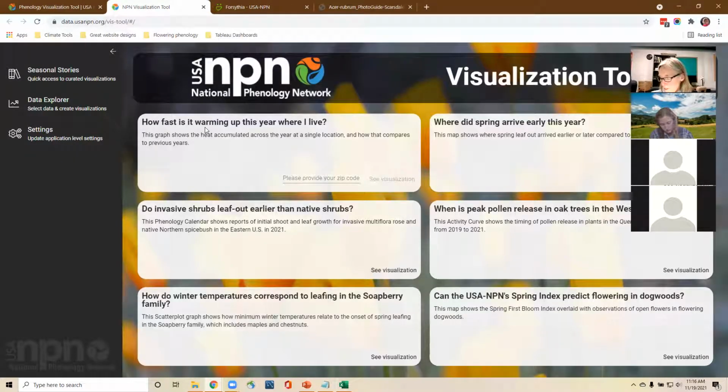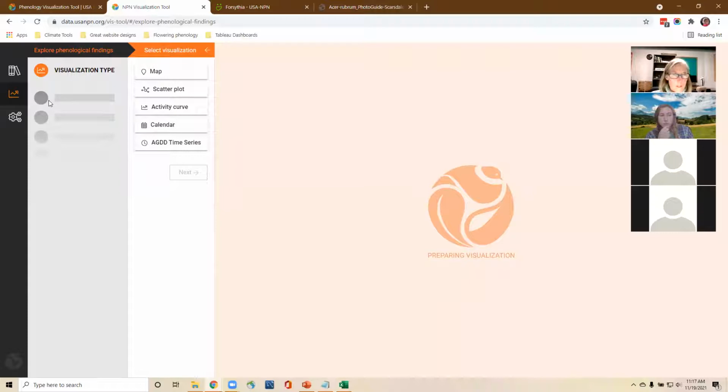And then we have the seasonal stories, which are on the landing page here. These are meant to be tutorials to show you how to use the tool, so I invite you to explore those. There's one for each of the different types of visualizations we have. It goes through how to use each of these, what you can learn from them, and how you can change them to see different things on the tool. But if you have in mind the species you want to visualize, I would just go right to the Data Explorer here on the left side in the menu.